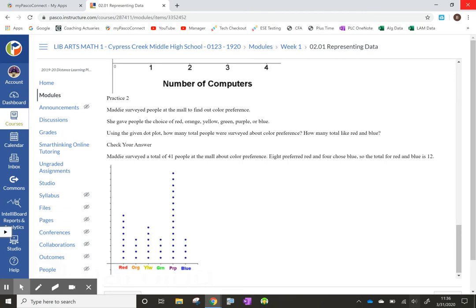From this dot plot, I can immediately tell that purple is the overwhelming favorite. Maddie surveyed people in the mall to find out their color preference. You can clearly see from the dot plot that most people liked purple. If you count the dots, 1, 2, 3, 4, 5, 6, 7, 8, 9, 10, 11, 12, 13, 14, 15. I believe that's 15. 15 dots above purple mean that 15 people chose purple as their favorite color. So you can clearly see what's the favorite and what are the least favorites. The least favorite colors are orange, green, and blue. They all had only 4 people like them each. So again, dot plots are just easy ways of interpreting our data.